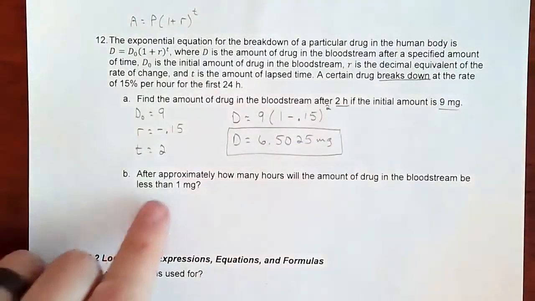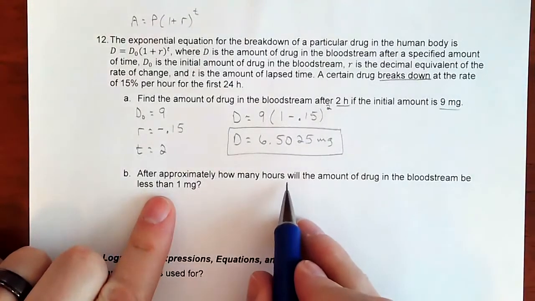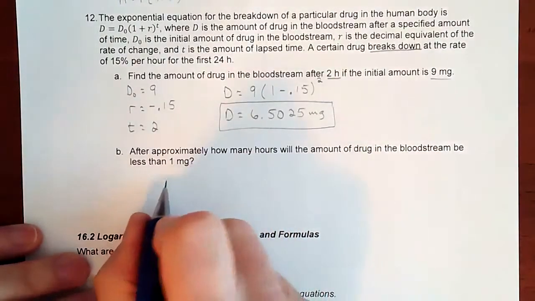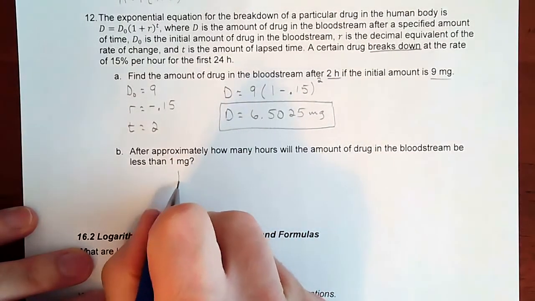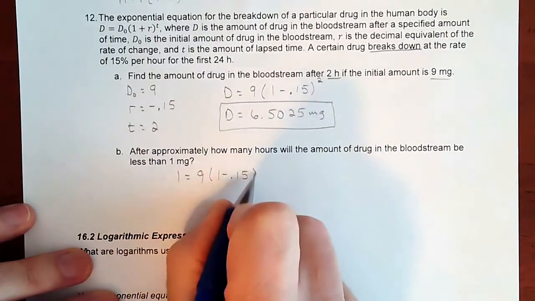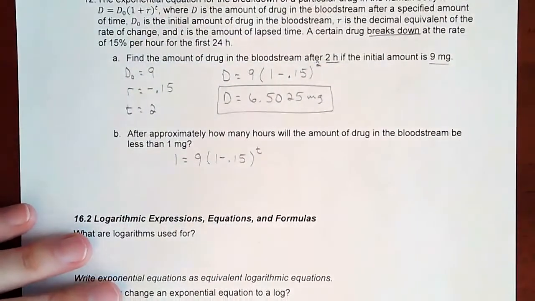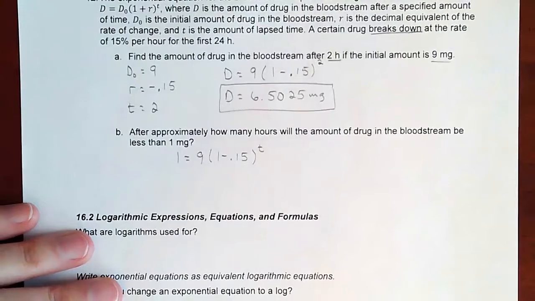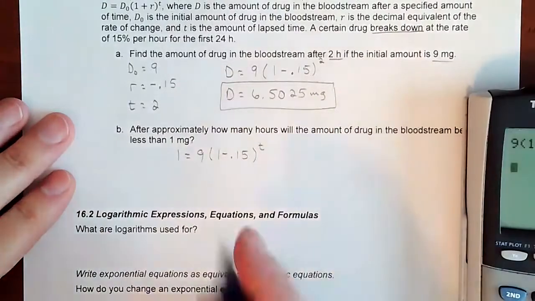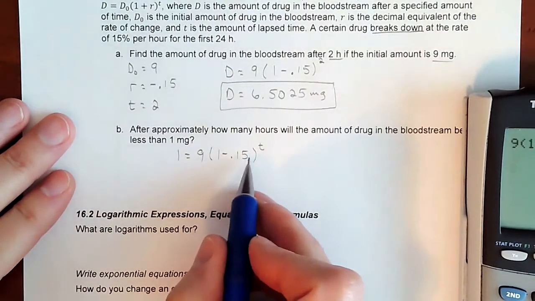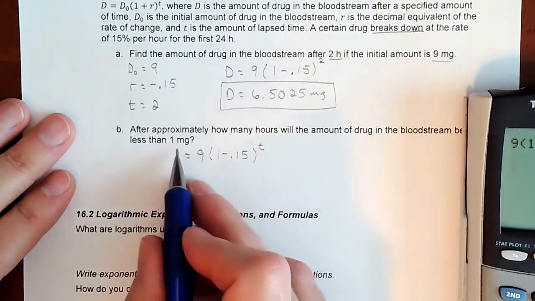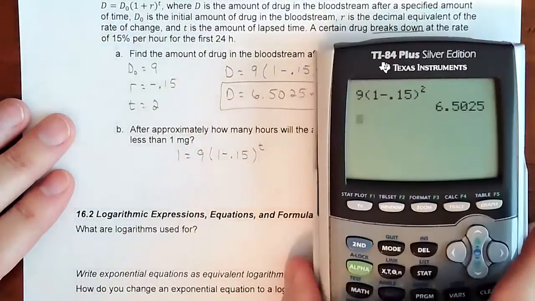All right. And then after approximately how many hours will the amount of the drug in the bloodstream be less than 1 milligram? So we are looking at setting our equation equal like this: 1 equals 9 times 1 minus 0.15 raised to a power. There's a mathematical way to do this, which would involve logs, but you can also really just look at a table. So we're going to take this side of the equation, type it in, and then look to when it about hits 1.